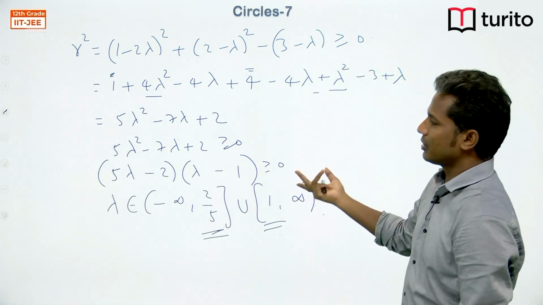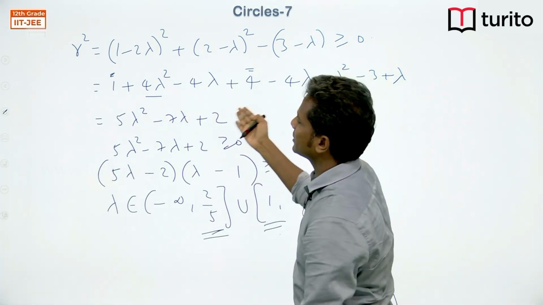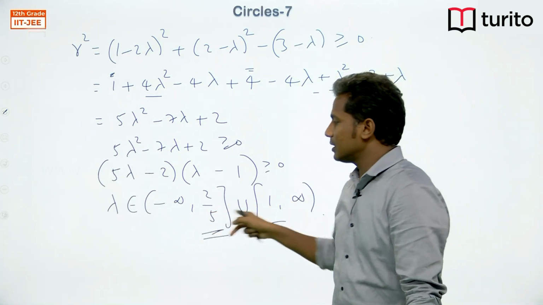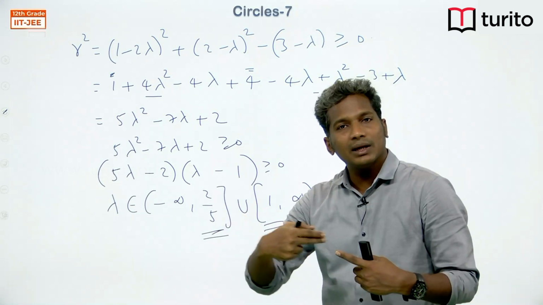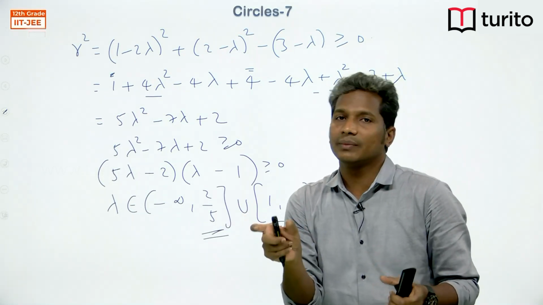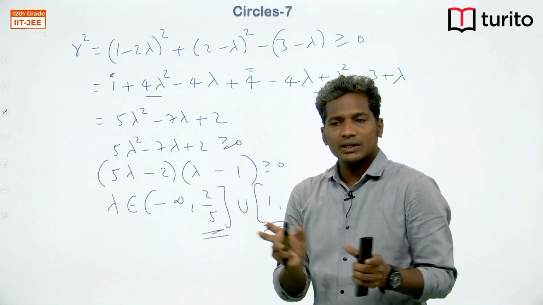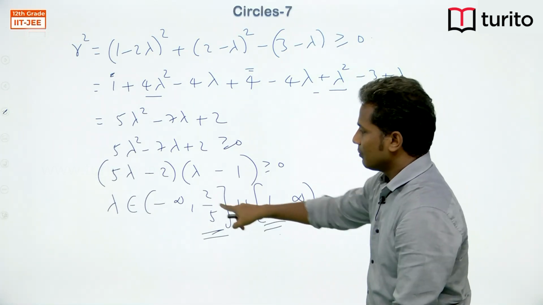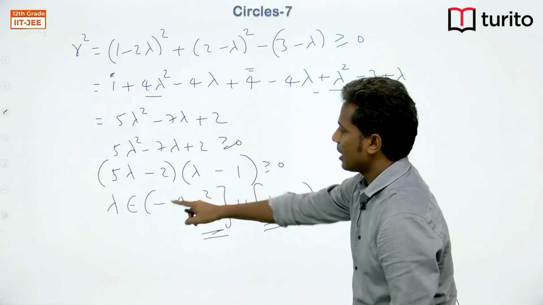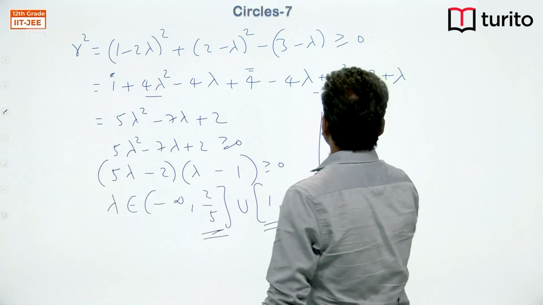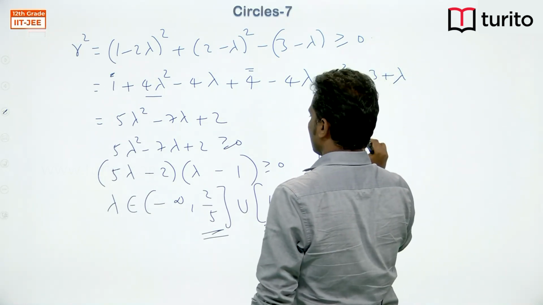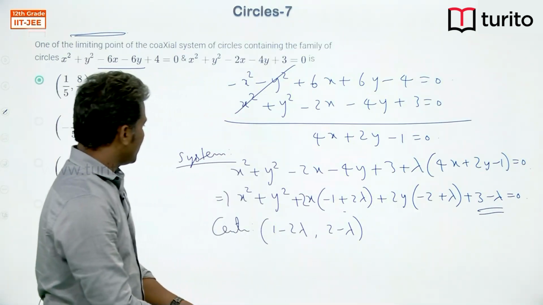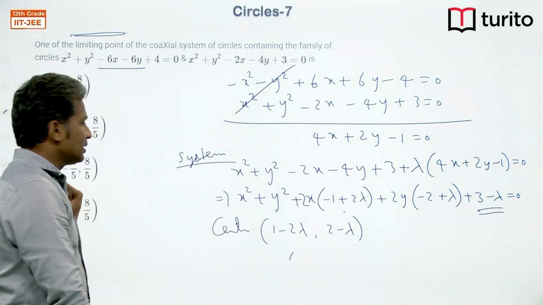So, we are looking for point circles, which also means we can equate this to 0 and check, but to be on the safer side, always look for the inequality, where you will know from where the lambda is varying and where you will get the limiting cases. That way you will understand the variation in the radius also. So, 2 by 5 and 1 for lambda are the limiting cases. Now, put these two values in the coordinates of the center and get the limiting points.